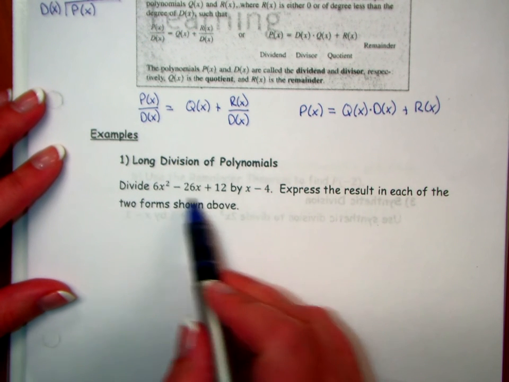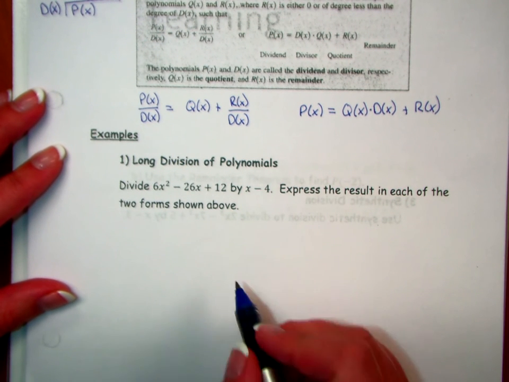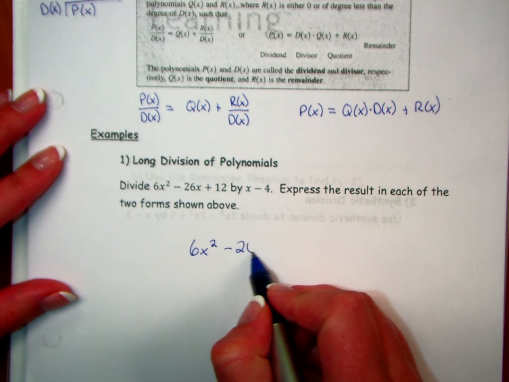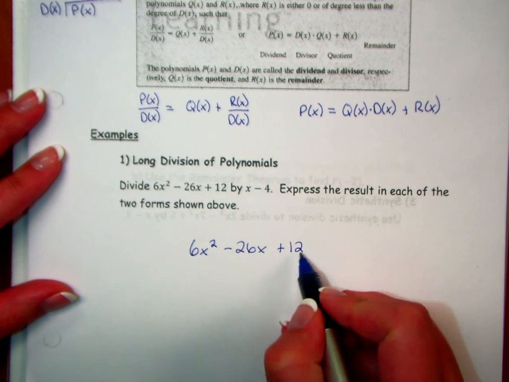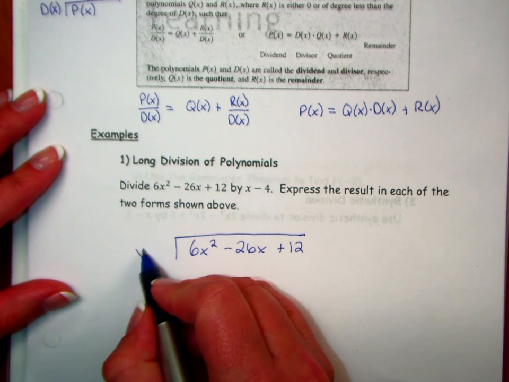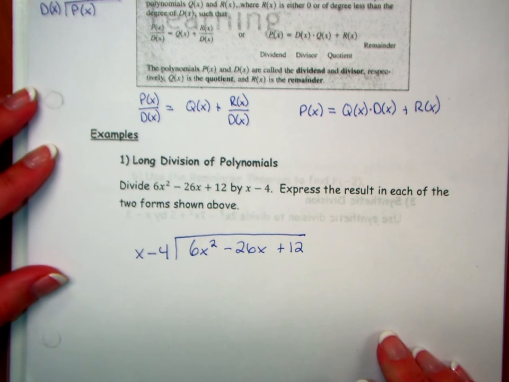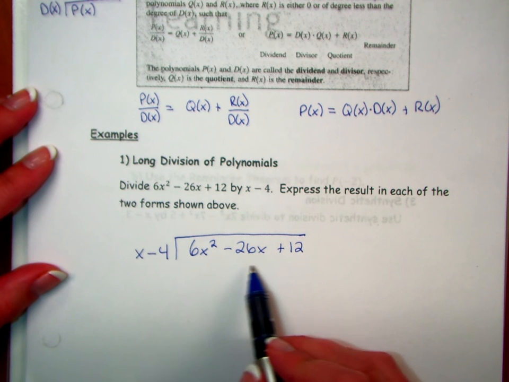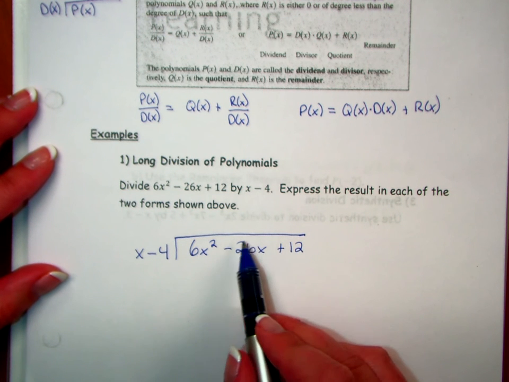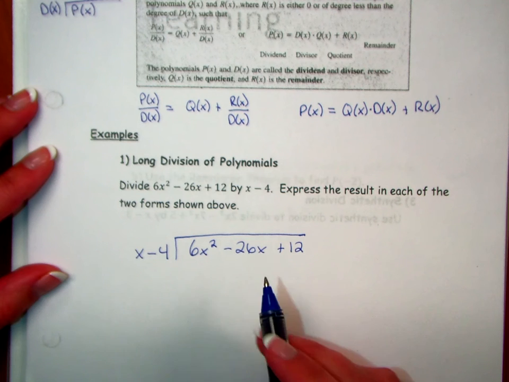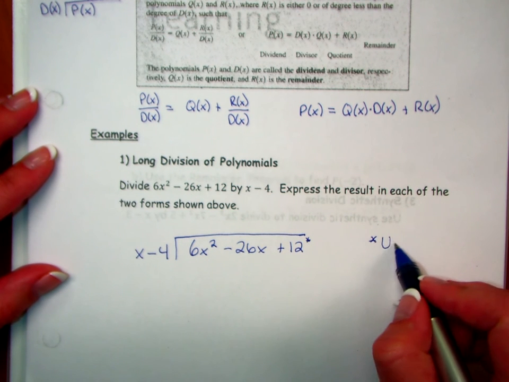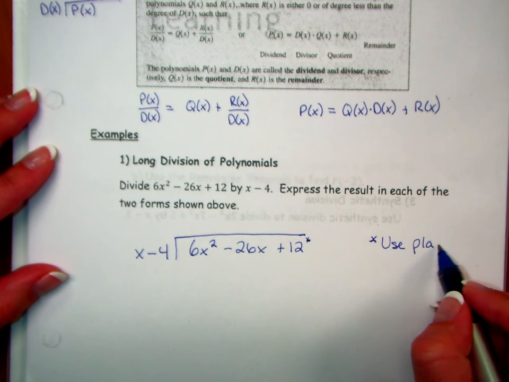We're dividing 6x squared minus 26x plus 12. The 6x squared minus 26x plus 12 is written underneath the division symbol, and then we're dividing by x minus 4. Now this is really important. If the polynomial you're dividing has a missing place, if it skipped over the x term, if it was missing a term, we would have to use placeholders. I'm just going to put an asterisk here. Use placeholders when necessary.